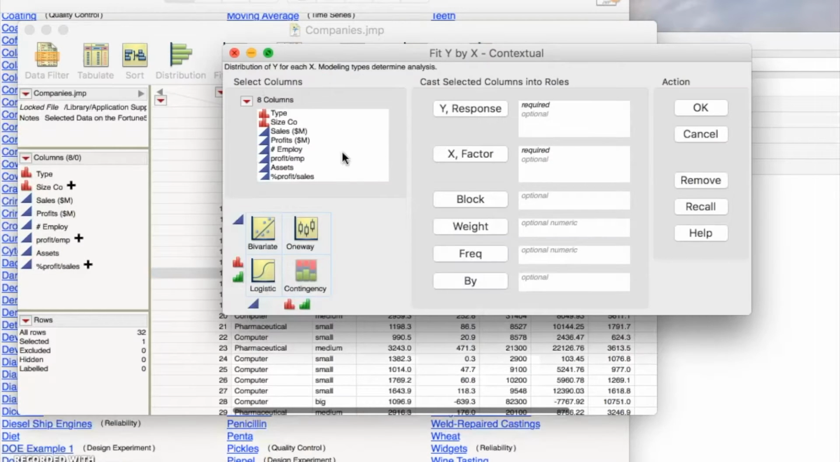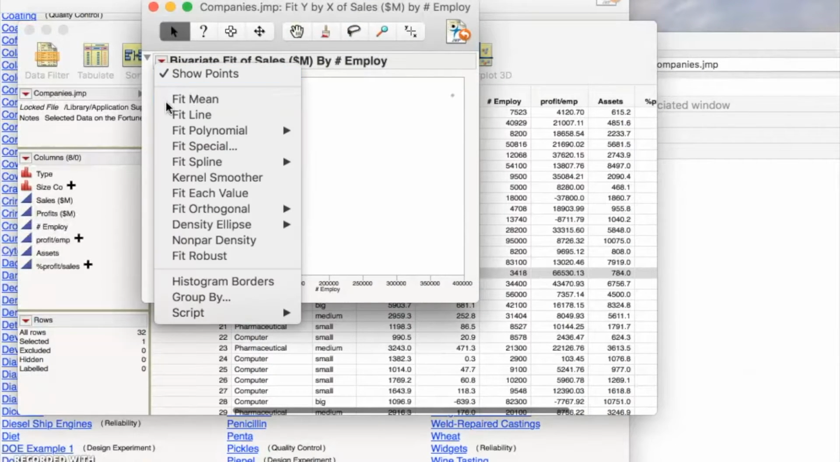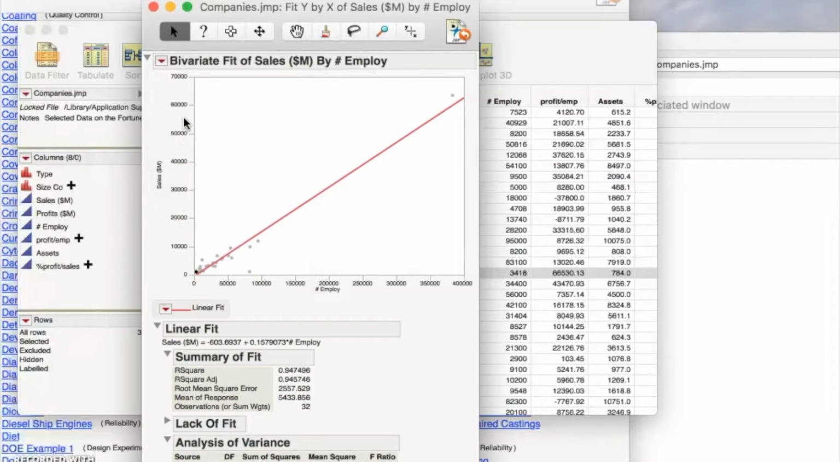By choosing Fit Y by X with both continuous variables as X and Y, we are able to determine the correlation between two variables using a bivariate analysis. After fitting a line, we are able to determine the R squared and therefore the correlation between the variables.